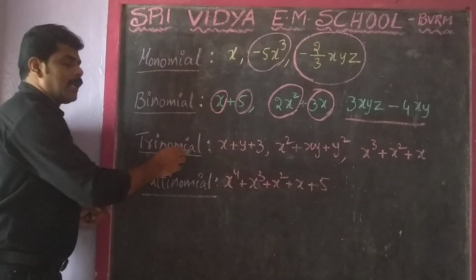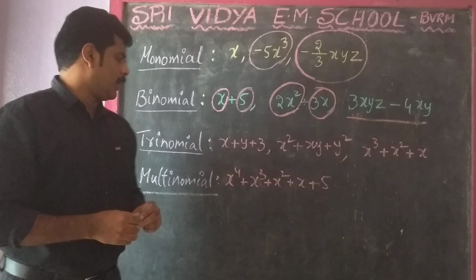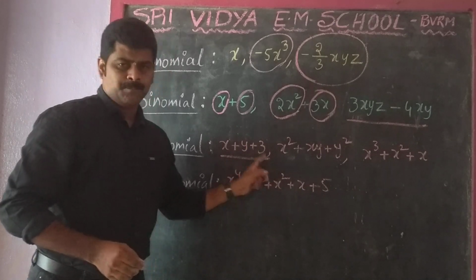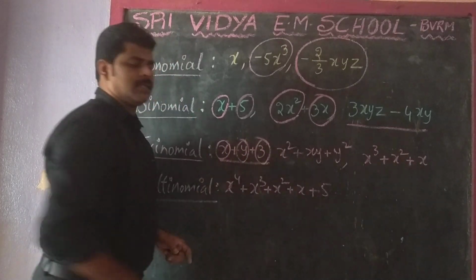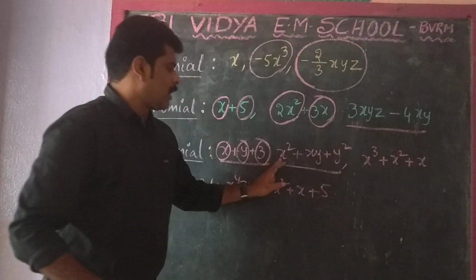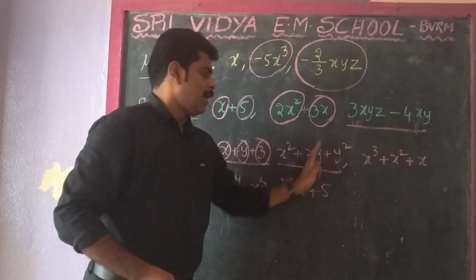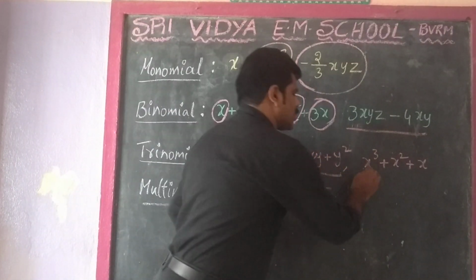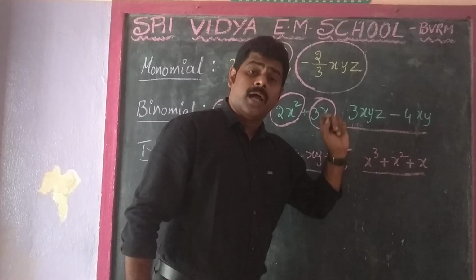After that, trinomial. An algebraic expression that contains three terms is known as a trinomial. Here look, x plus y plus 3. It is a term, it is another term, and it is another term. So three terms, so it is a trinomial. And here, x square plus xy plus y square. x square is a term, xy is a term, and y square is a term, and this is also a trinomial. And x cube plus x square plus x contains three terms, so it is also a trinomial.